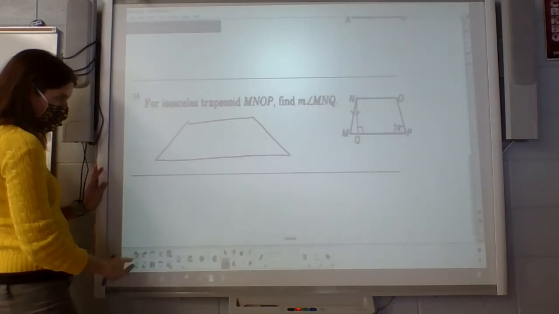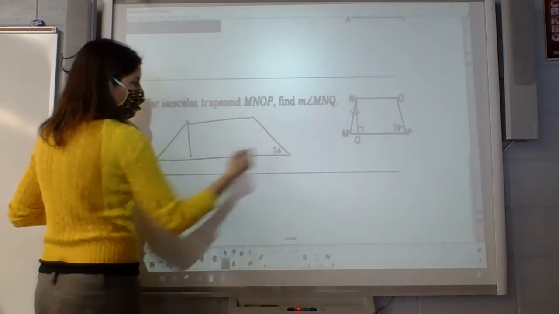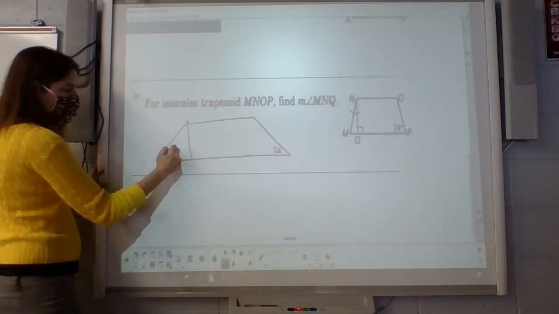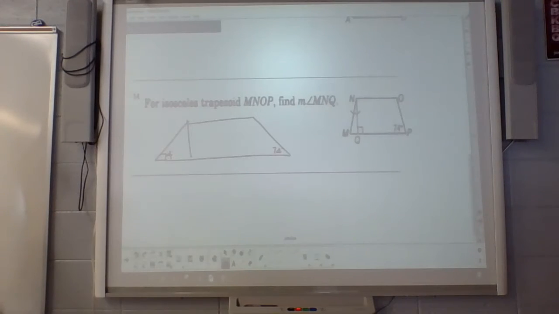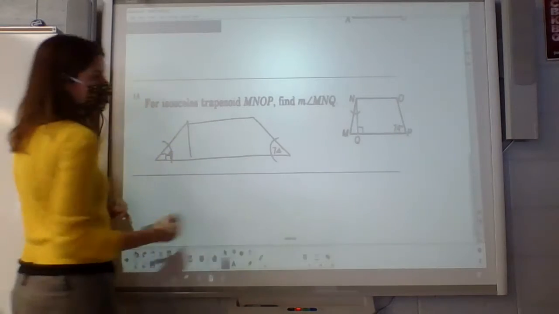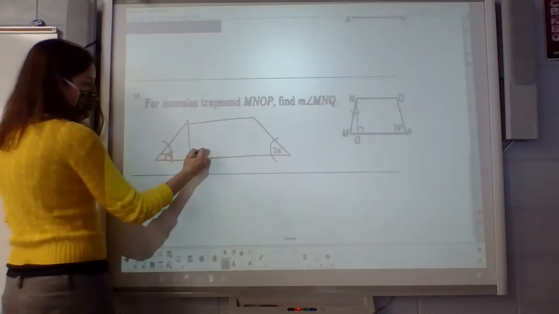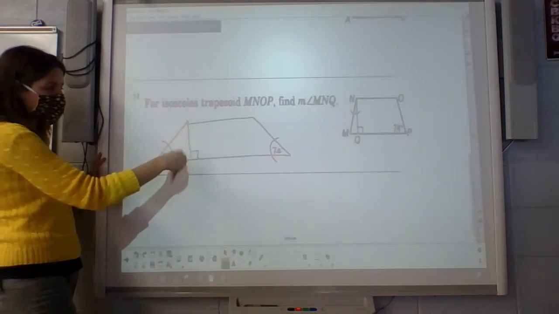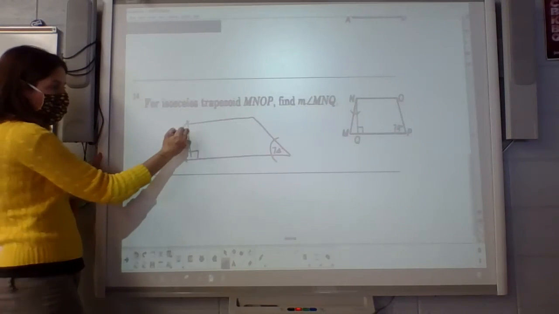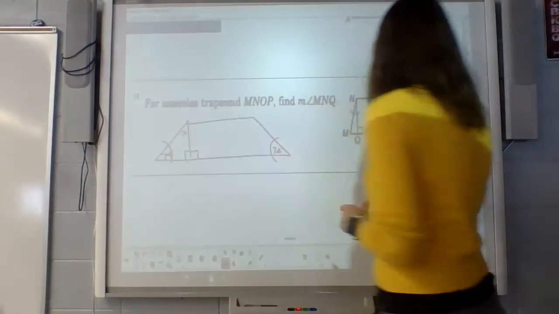I probably should have drawn it differently. So I know this is 74. That means in an isosceles trapezoid, that's also 74. So those two base angles are equal in an isosceles trapezoid. And I know this is an altitude, it's a height, so it's a right angle here too. So that allows me to find that one. The drawing is so skinny that it's hard to mark up, but in an isosceles trapezoid, the base angles are equal.